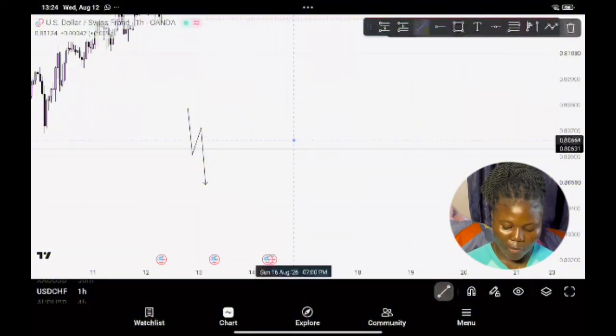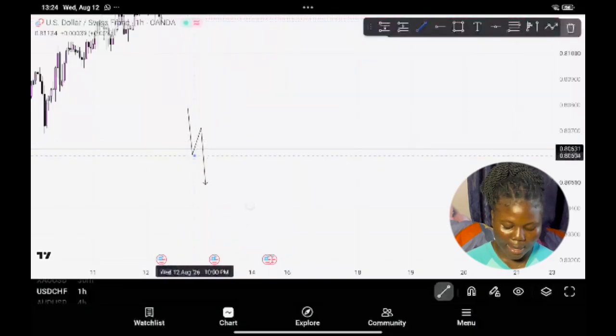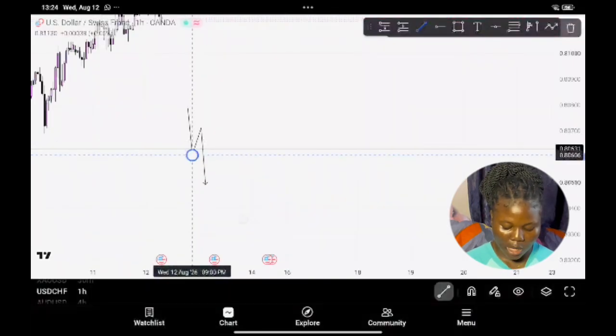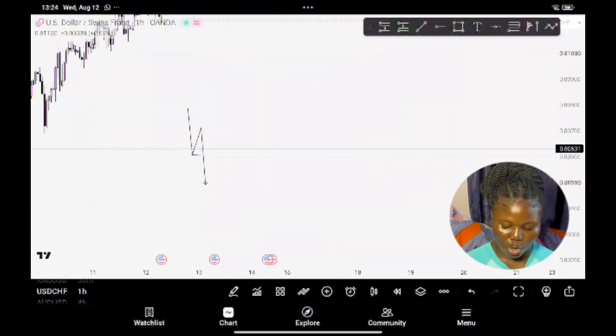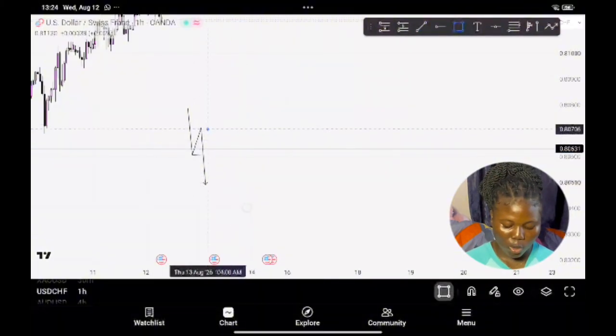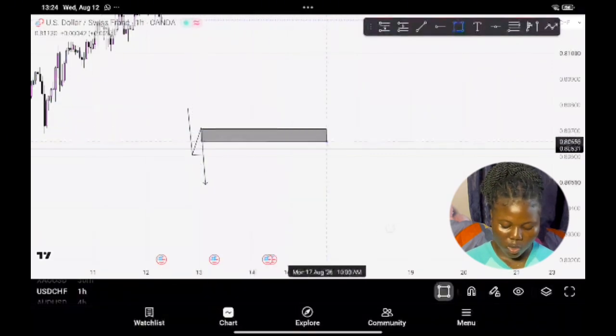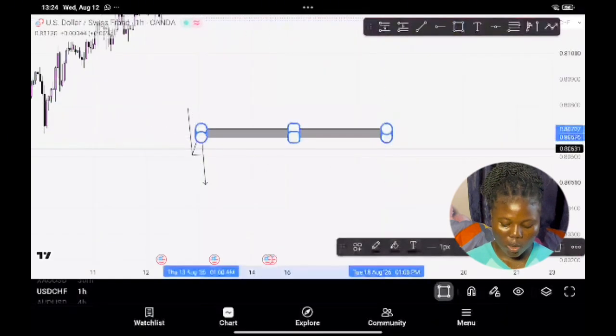Your order block is not far from your break of structure. Immediately market breaks structure, for example, market has taken out this low, which is a break of structure, a clear break of structure. Then your sell order block is above, somewhere here like this. So if market breaks structure, look for your order block above.